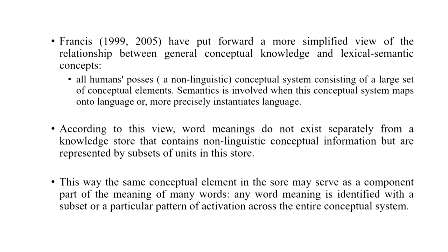Francis, for example, has put forward a slightly more simplified view of the relationship between general conceptual knowledge and lexical semantic concepts. He says that all humans possess a non-linguistic conceptual system consisting of a large set of conceptual elements. For example, we were talking about features, we can talk about functional properties, and so on and so forth. Whereas semantics is actually involved when the conceptual system maps onto language, or more precisely instantiates language.